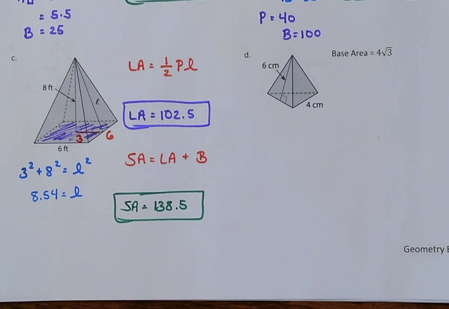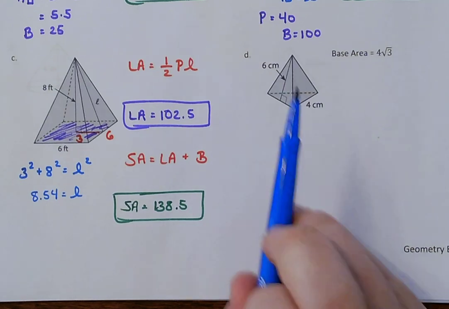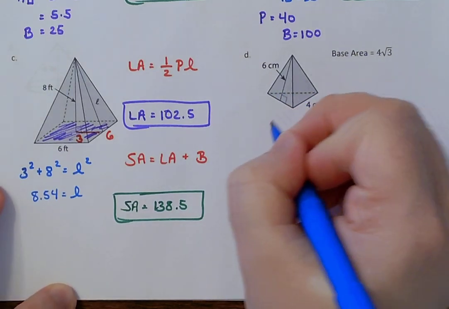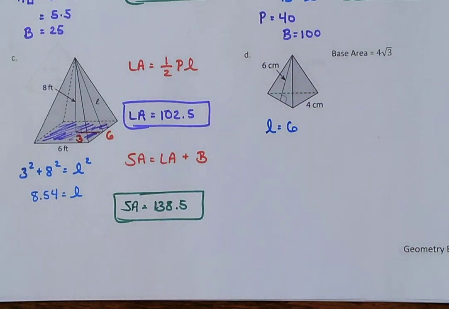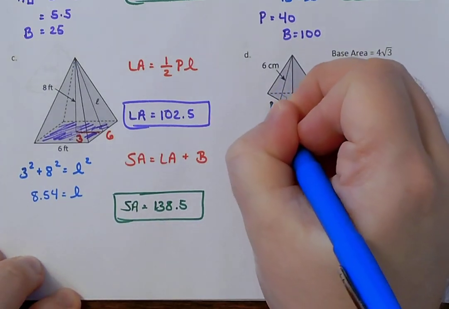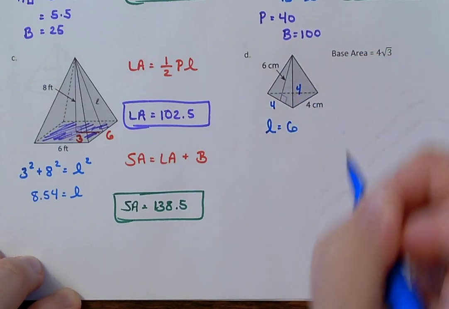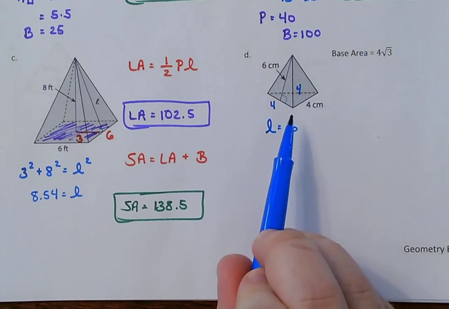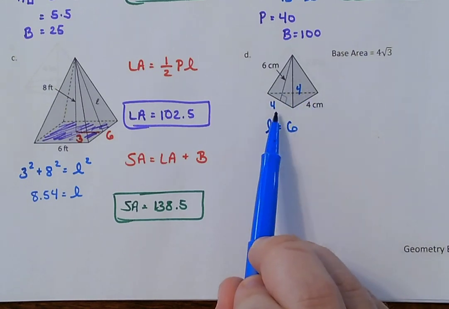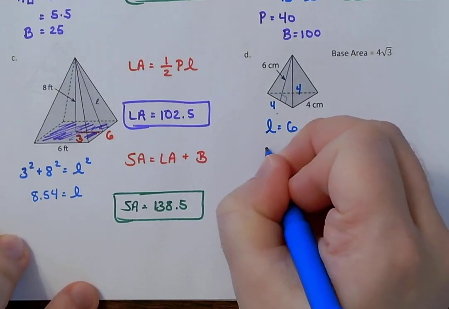So we have a triangular pyramid, and they tell us our slant height is 6. So I'm going to go ahead and indicate that we know L to be 6. We don't have to use the Pythagorean theorem, which is awesome. Now, the other thing we need to know is the perimeter of the base. Now, it doesn't say in this description here, but all 3 sides are going to be the same measure. So if I know one side is 4, that means I know all 3 sides are 4. So 4 plus 4 plus 4 is going to give us 12.